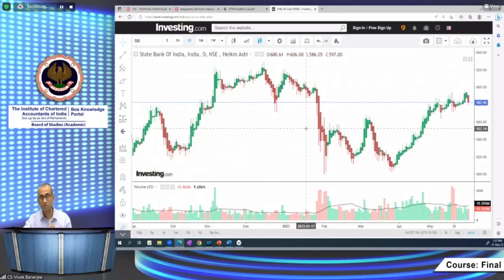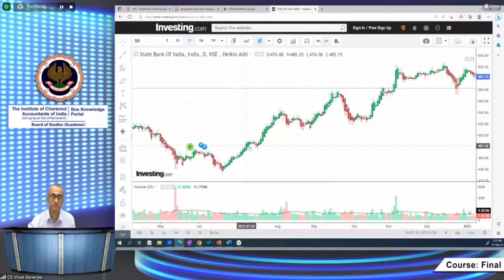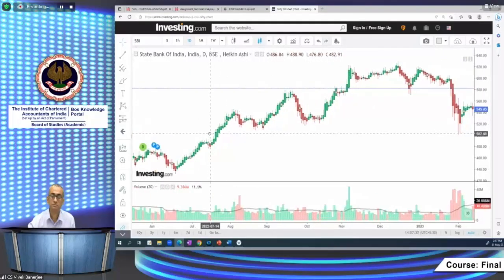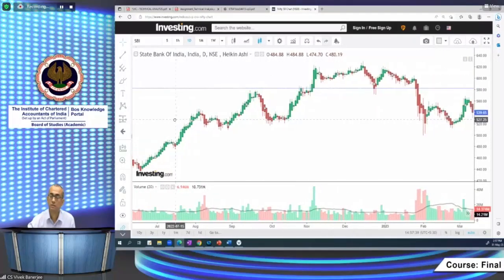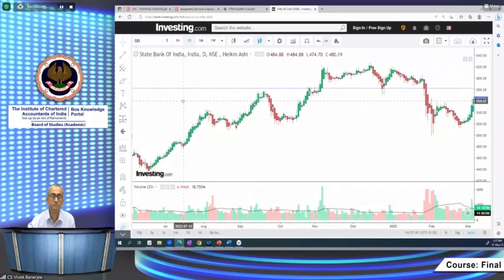Now, another important aspect of Dow Jones theory is that there are 3 phases. It is given in your study material also. That is, first of all, there is the accumulation phase. See, here, the first stage is accumulation.